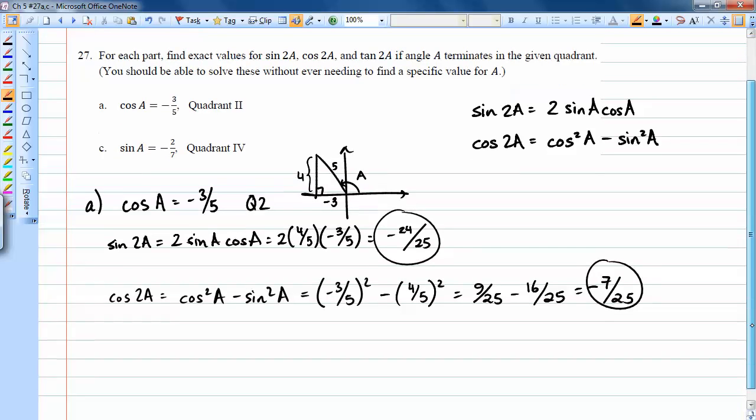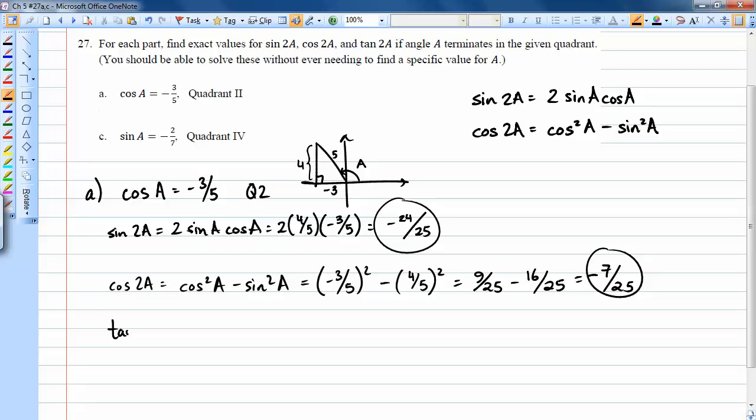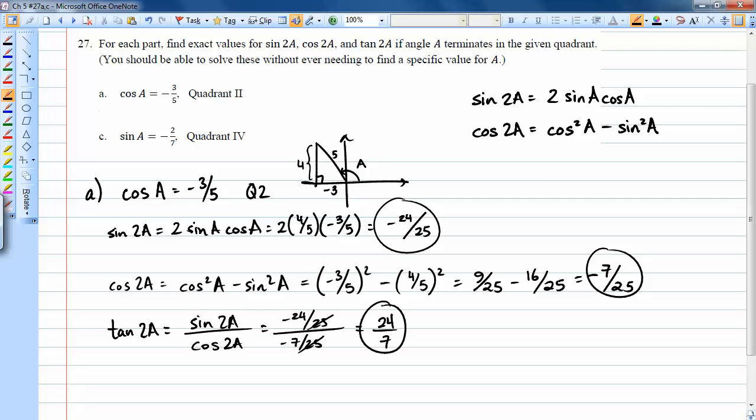So that's cos 2a. Now tan 2a, if you wanted to, there's a formula for it on your sheet. But at this point, if you already calculated sine and cosine of 2a, then I would not bother with the formula that's given to you. Instead, I would just turn this into sine 2a over cos 2a. And so this is going to end up being negative 24 25ths over negative 7 25ths. And then the 25s will cancel here. Or you could think of it as multiply the top and the bottom both by 25. And you'll end up with positive 24 over 7. So that's part A.